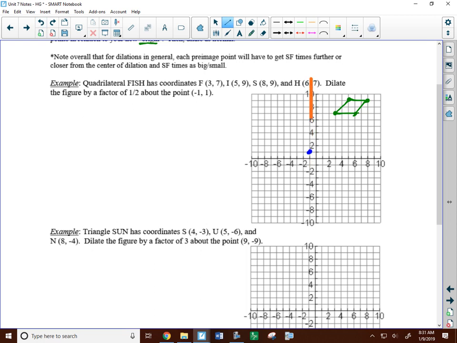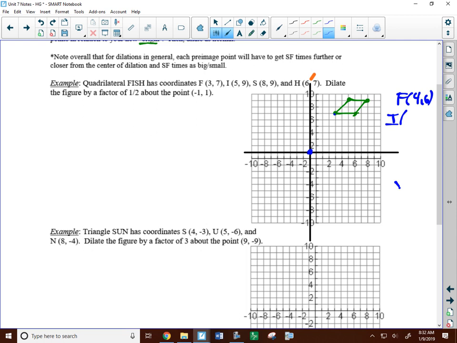So let's do this. Option 1, redraw new axes around -1, 1. And then you just have to relabel your points according to -1, 1 being the origin. So this is now 0, 0. So this point right here, 3, 4, 4, 6. I don't want to write there because that's where our new figure's going to be. So let's see what I can do. I'll say my new F is 4, 6.